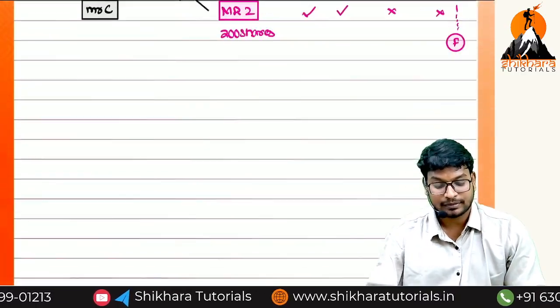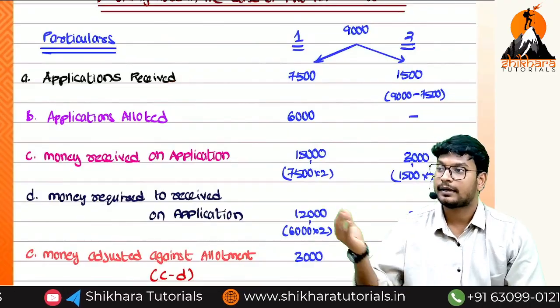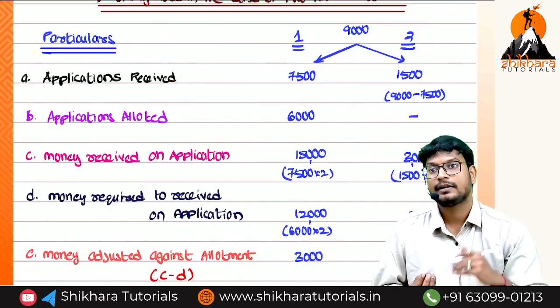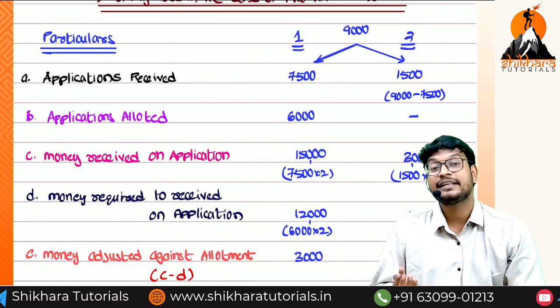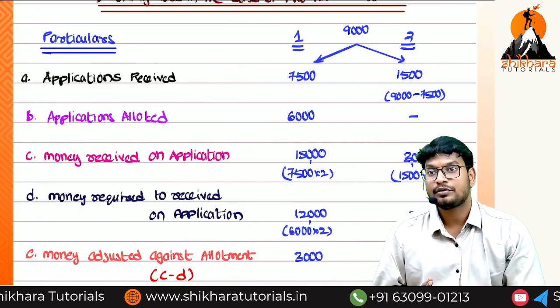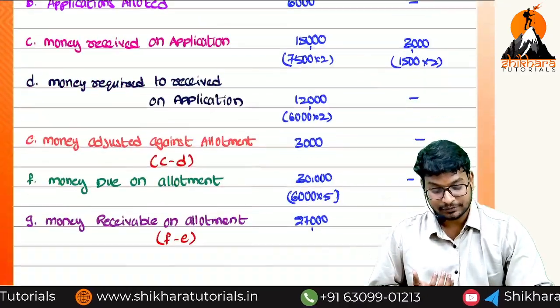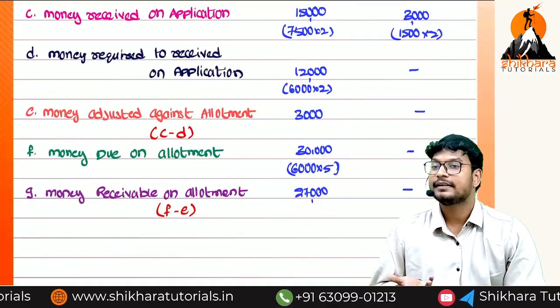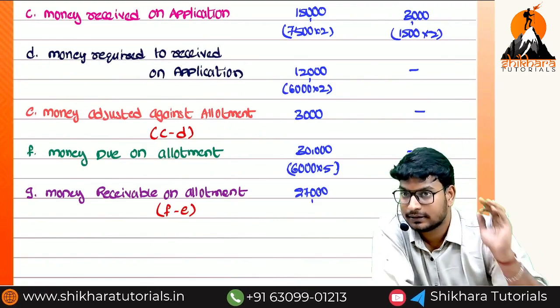Okay, now you have to remember this working note. First we have to see applications received, and then allotted, and then how much we need to receive, and then how much we require to receive, and then how much amount we have to adjust against the allotment. Next, allotment money due, and then allotment money receivable. So that is the case. We have to remember this one. Is there any doubts up to here?